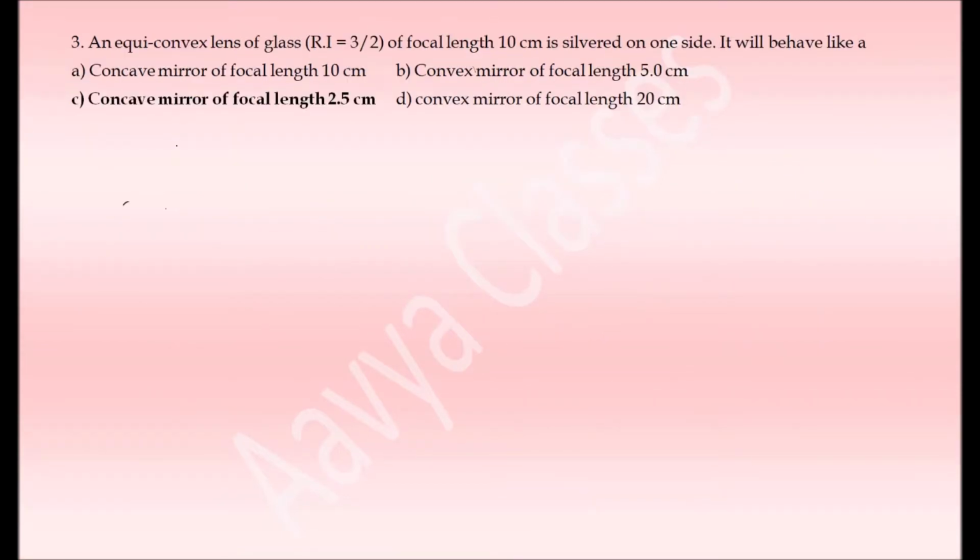Now the next problem is an equiconvex lens of glass having refractive index 3 by 2, a focal length 10 centimeter, is silvered on one side. So basically you have to calculate how it will behave. So this is an equiconvex lens. As it is an equiconvex lens, the radius of curvature of both surfaces will be the same, and the refractive index of this is 3 by 2. One surface of this equiconvex lens is silvered, and the focal length of this lens is f is equal to 10 centimeter. So you have to calculate how this system will behave.